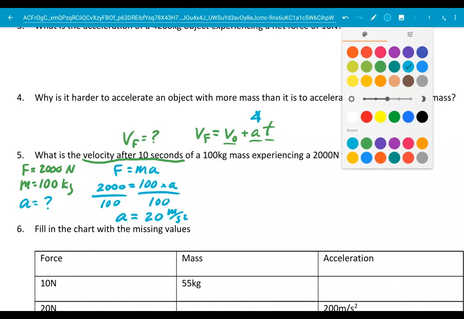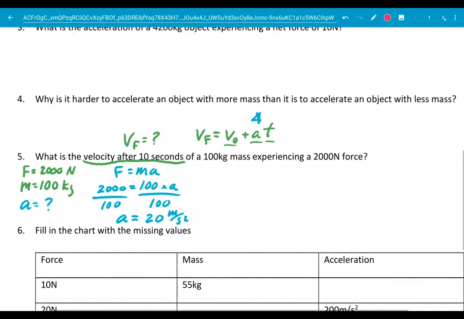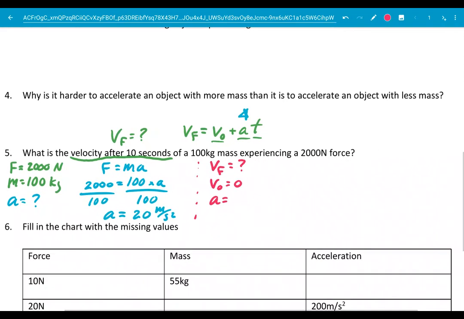Okay, so we're going to have to move on to the second part. And in the second part, we're going to be trying to find the final velocity. We'll assume the initial velocity is 0 because it doesn't say. So we'll just assume that it starts from rest and it's being pushed. The acceleration is 20 and time is equal to 10 seconds. Okay, that's meters per second squared, 10 seconds.